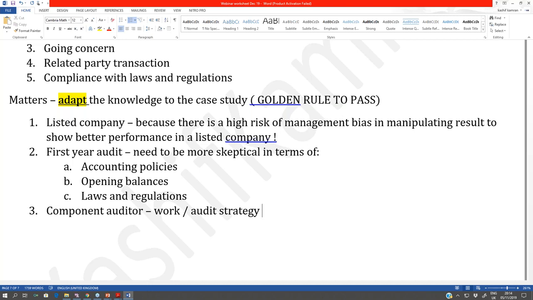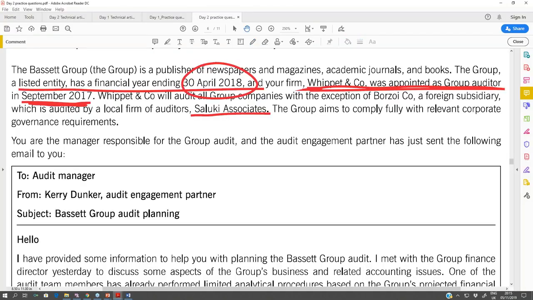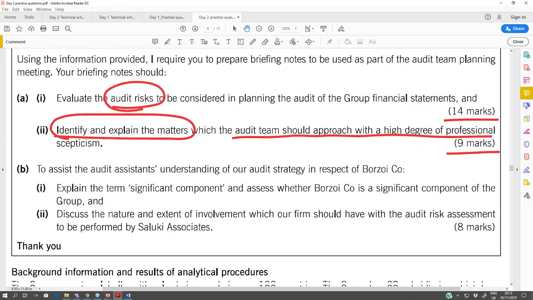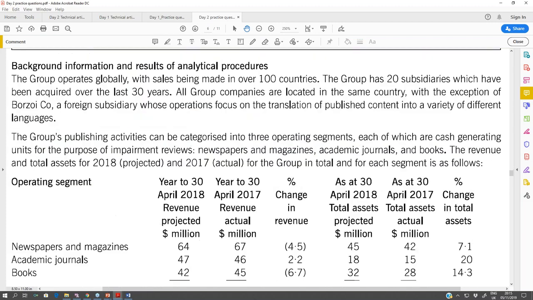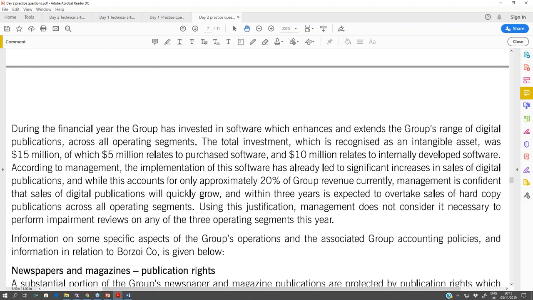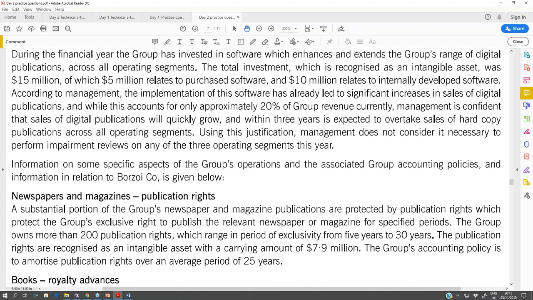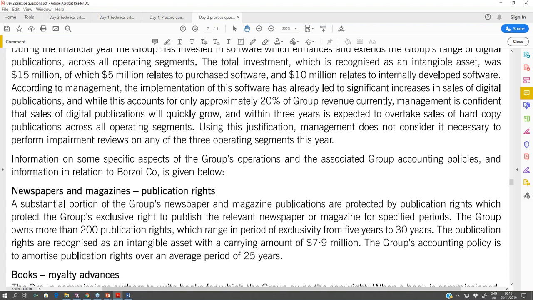So if you think that you're reading this case and you found some sort of estimates that the company has used, you can make use of that. If you think the management has a related party transaction in this case, you can make use of that for being skeptical. But in total, how many points do you need? You just need a total of 5 points to write in your answer.